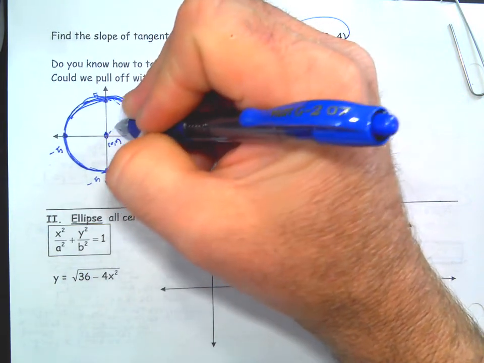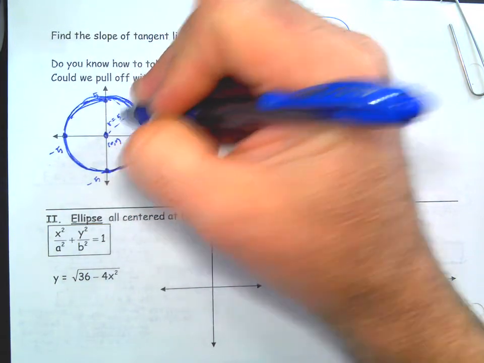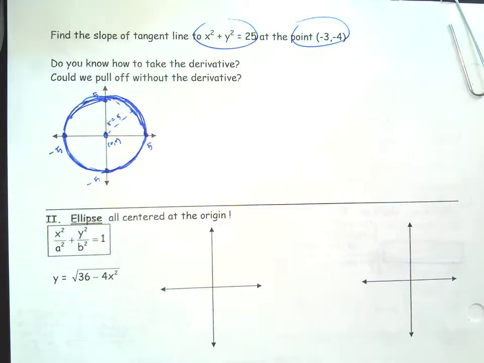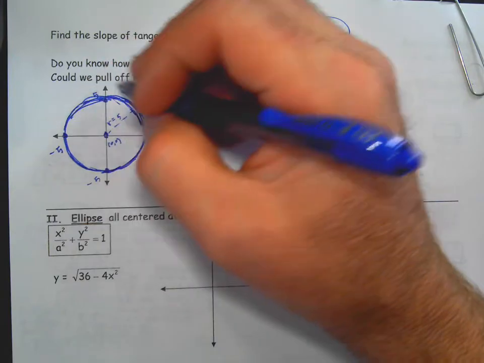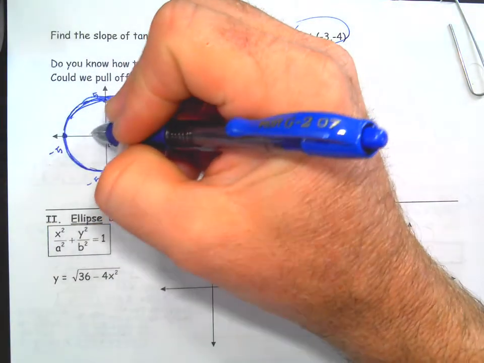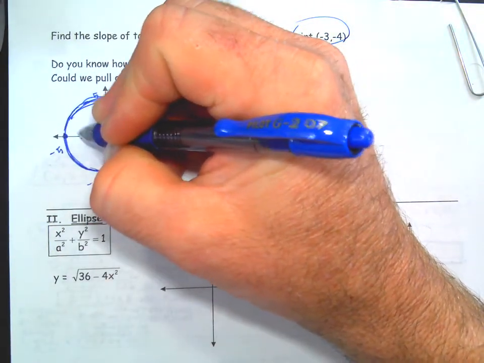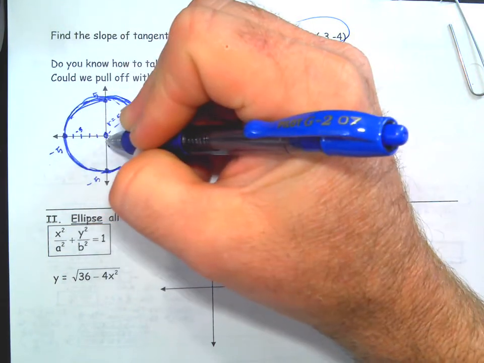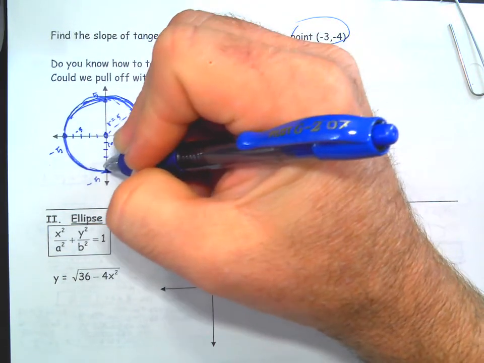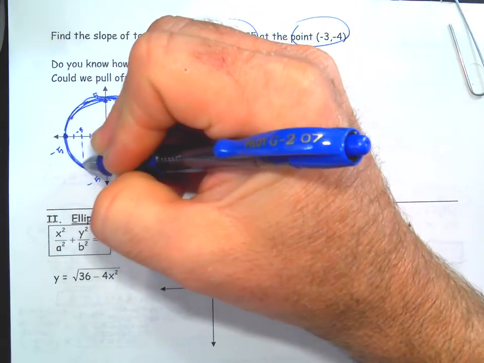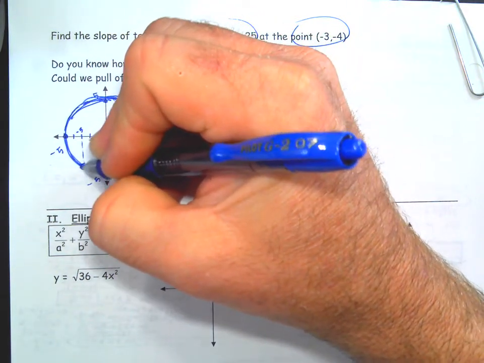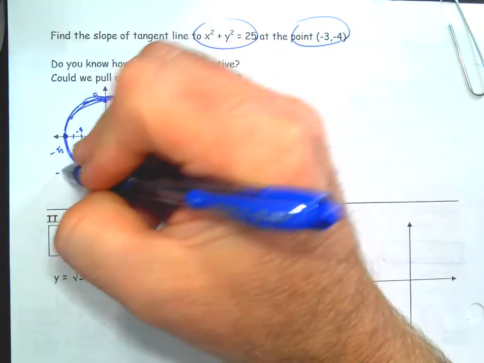Now, it has a radius of 5. It says that we want the slope of the tangent line at (-3, -4). There are lots of tangent lines all around this graph. At -3, 1, 2, 3, 4, -4 would be right here, and it should look like it's close to the edge of your circle. So I'm going to draw that.